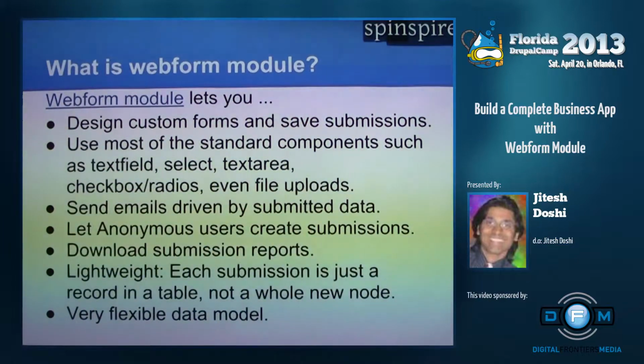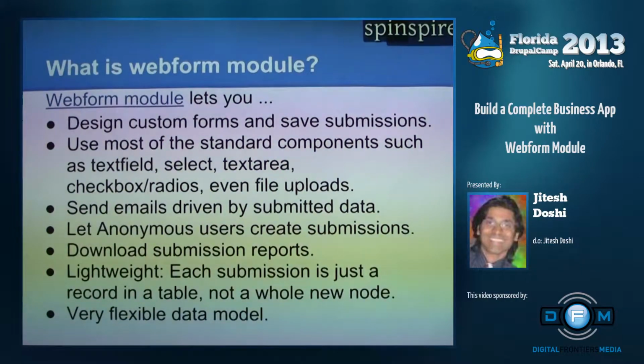So it sends emails driven by submitted data. Like I said, you don't have to give content creation permissions to your anonymous users. Anybody can submit without creating nodes. And just like it triggers email, it lets you download submission reports. So if you had 500 people filling out your survey, you can summarize the survey, you can download the survey report. And it's a CSV file which you can then copy paste or convert into an Excel spreadsheet and do all kinds of math on it if you want. Or you can write some custom logic to do the math for you right out of the gate, which we do.